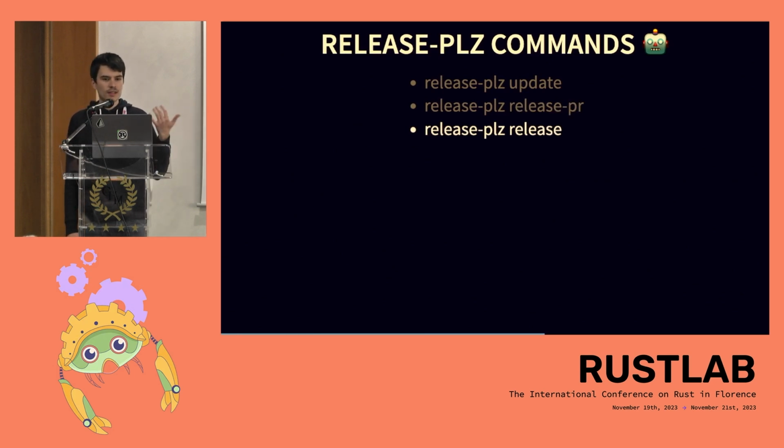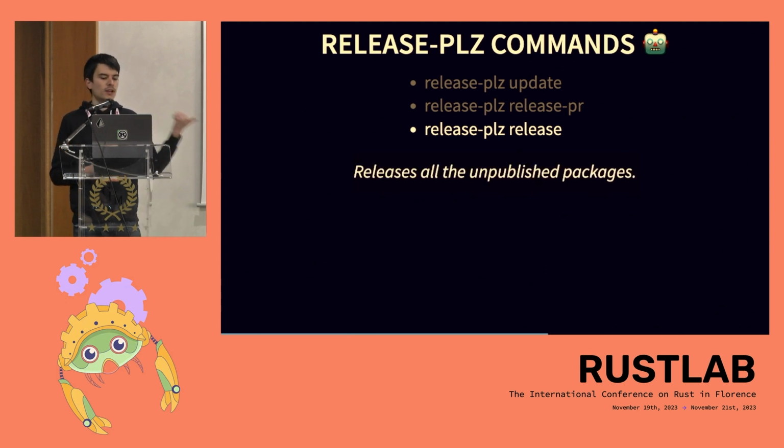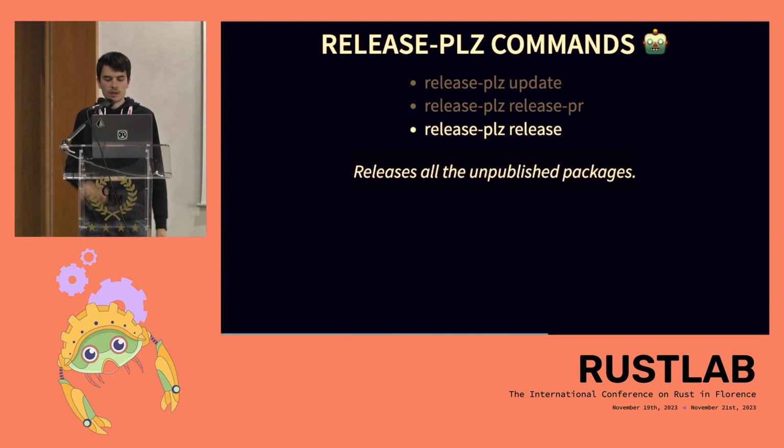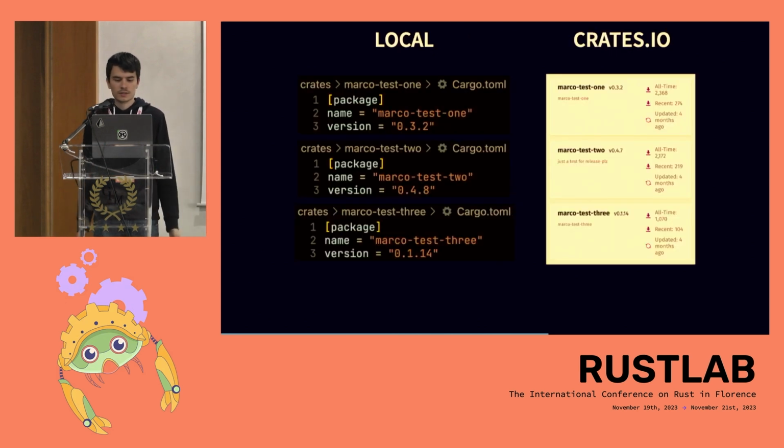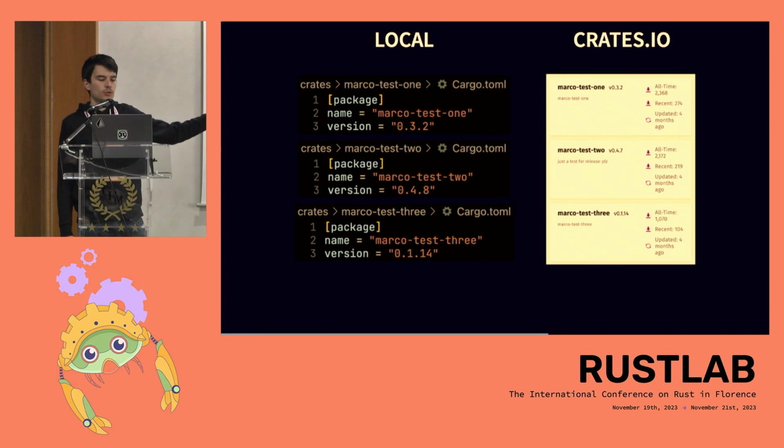So these two commands prepare your next release. Now, for example, if you merge the PR or you commit directly to main, you're ready to release your changes. And so Release-plz releases all the unpublished packages. How does it understand if a package is unpublished? Well, it's really easy. It compares what you have locally with what you have on crates.io.